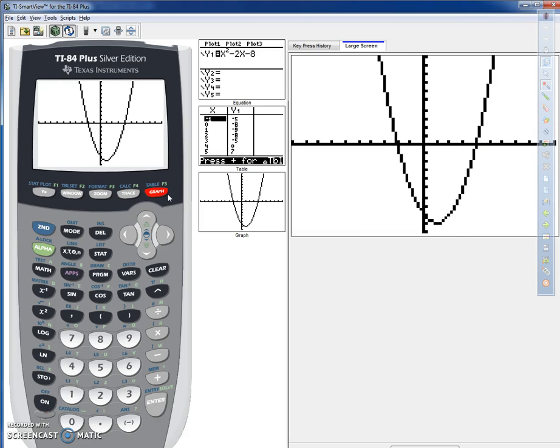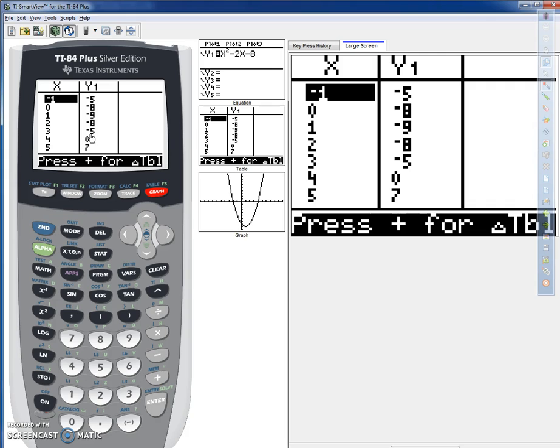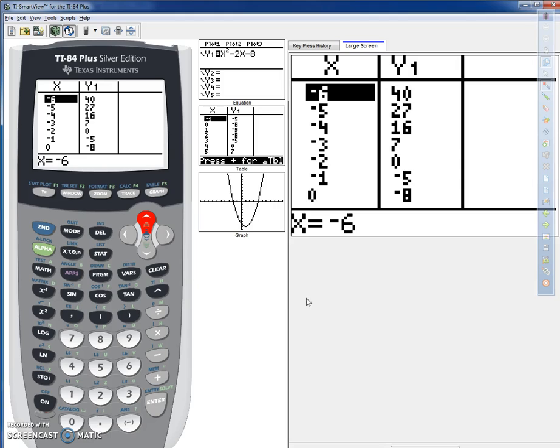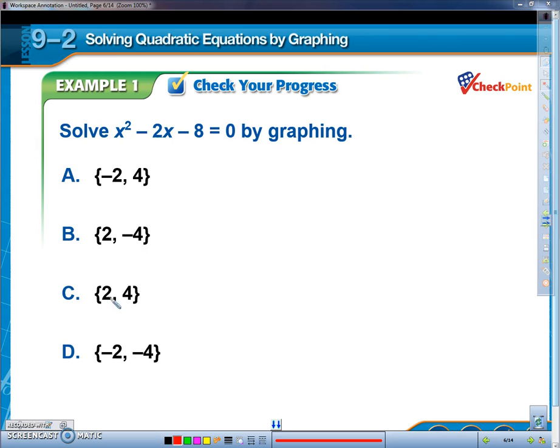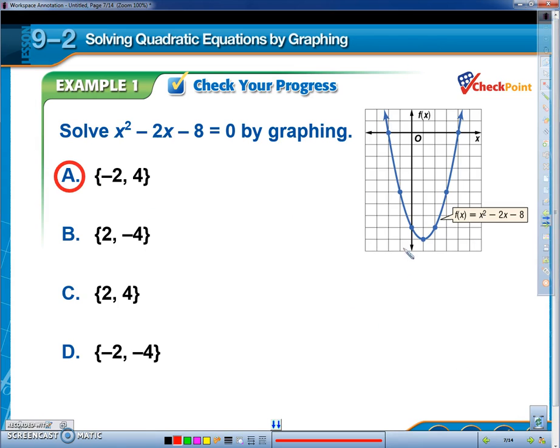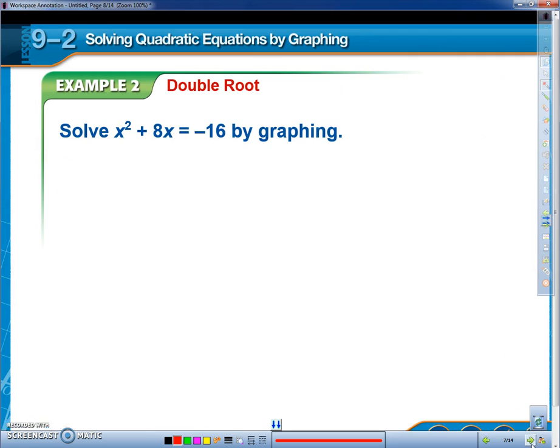So let's check those two numbers out. When x is 4, it equals 0, and when x is -2, it equals 0. So my answers are -2 and 4, or A right there. And there you go: -2, 4.